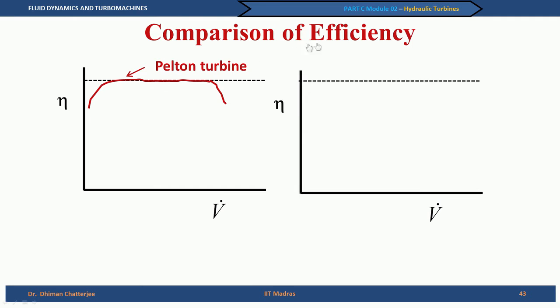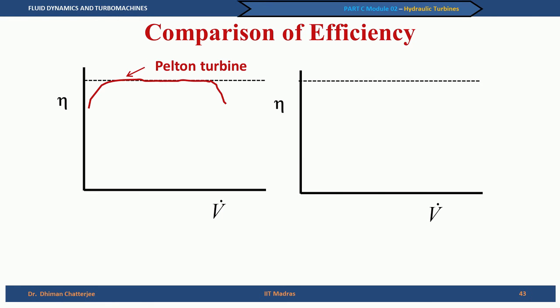So, it does not depend on the volume flow rate, and hence we get a flat curve. Over and above, we also have to keep in mind that Pelton turbine buckets are rotating in air, and hence the disk friction losses are also negligible, but that is not the main point in this curve. The main point in this curve, I repeat, is that the Pelton turbine does not have any incidence loss.